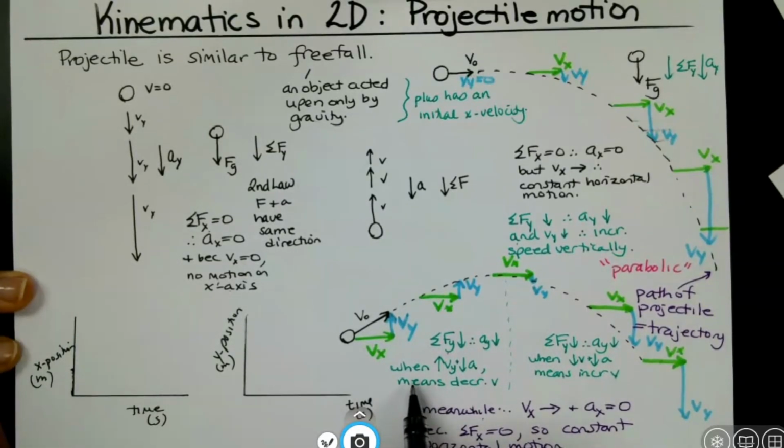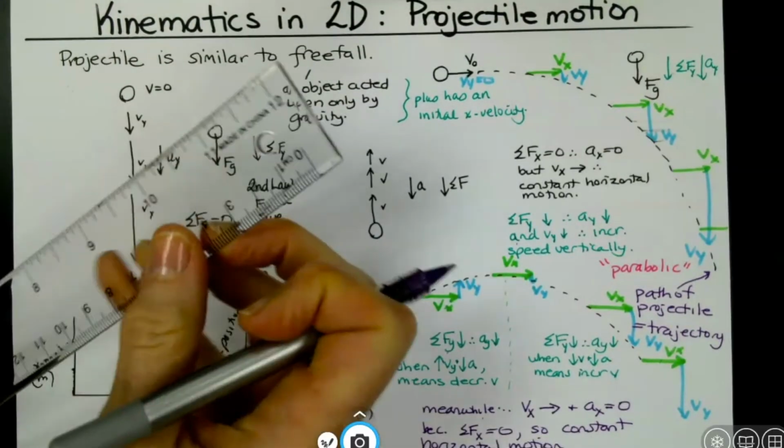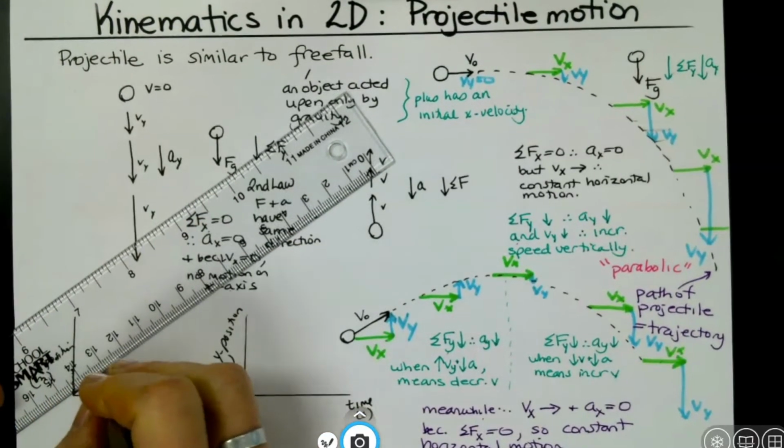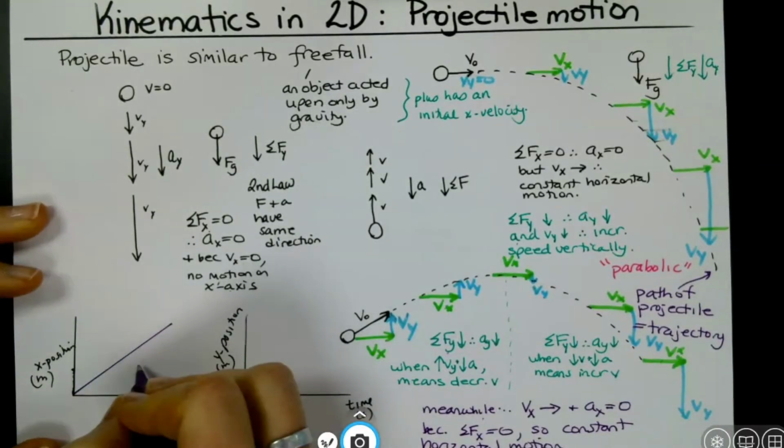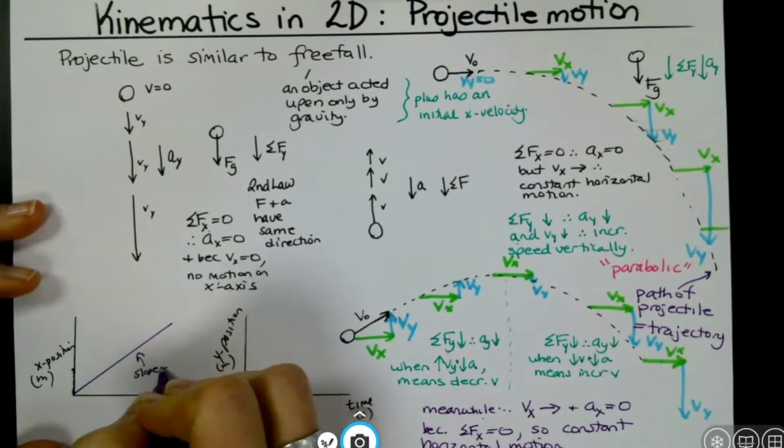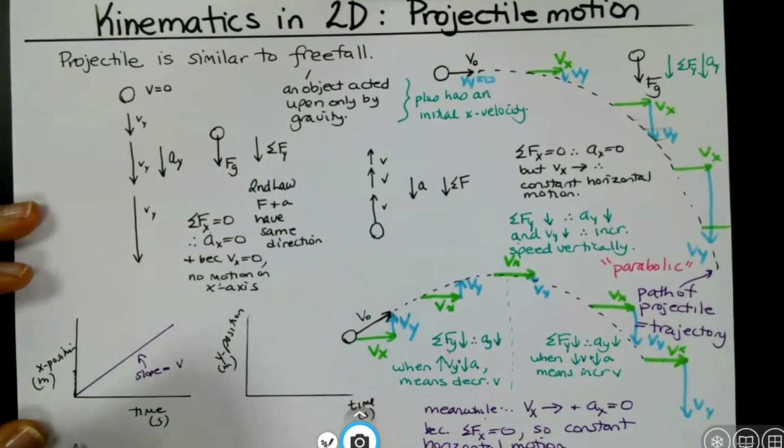and we know that it's constant speed on the x-axis, then we should be able to draw our graph shape because we know that it's moving at constant speed, and constant speed on a position time graph is a straight line where the slope equals the speed. Okay, so that's because here, constant horizontal motion, because acceleration on the x is 0.